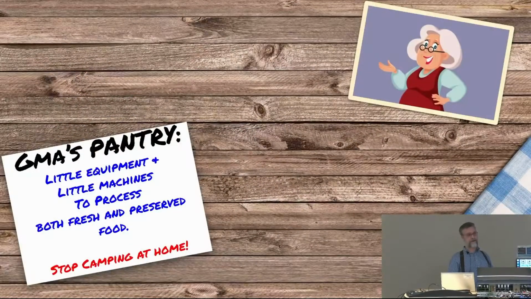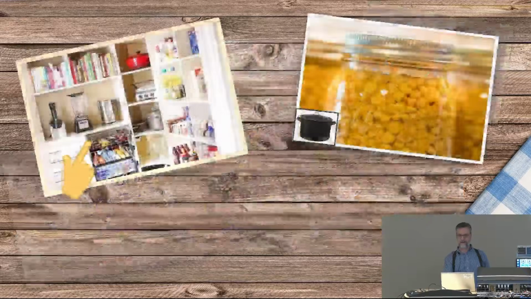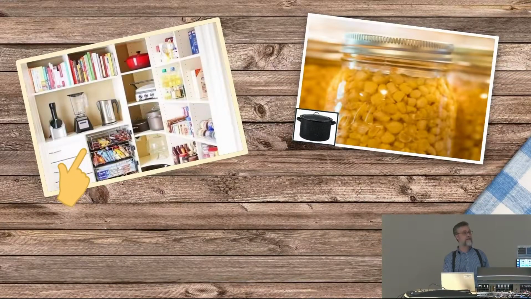He called Grandma. Grandma, I'm dying over here. She said, listen, you're making this too hard. You need some little pieces of equipment with little machines to process both fresh and preserved food. Would you stop camping at home? Look, this is what I got in my house. It makes life simple. Why don't you try that, young man? Well, he did. He got himself a pantry and put in little machines that made things easier and quicker. He even canned some corn there. Kind of saved him some time, didn't it?